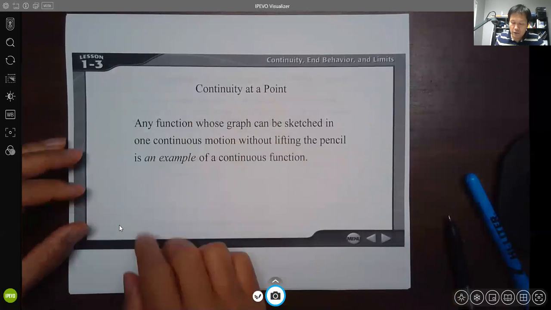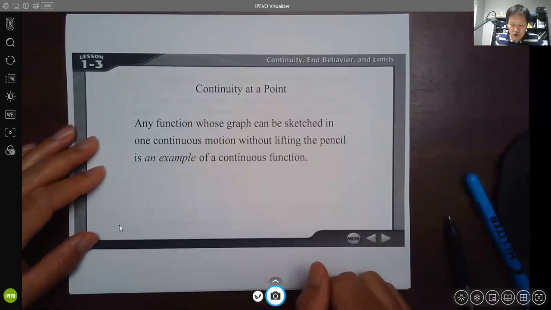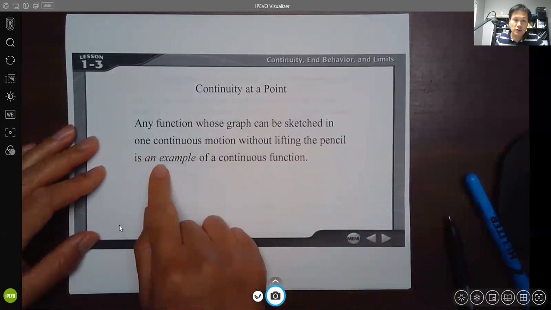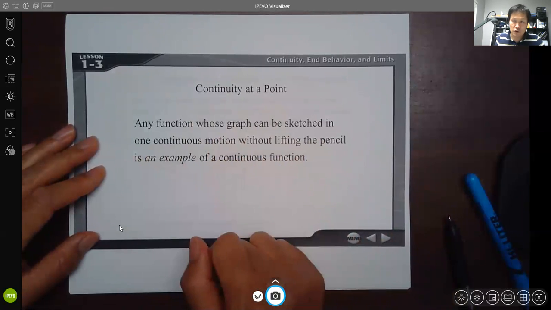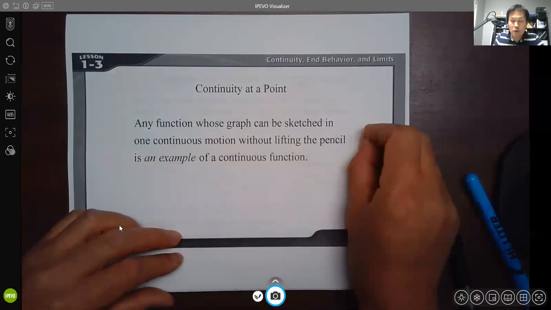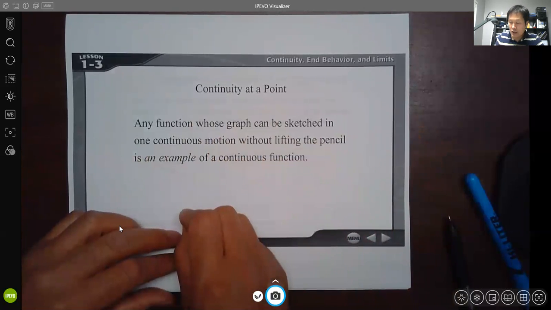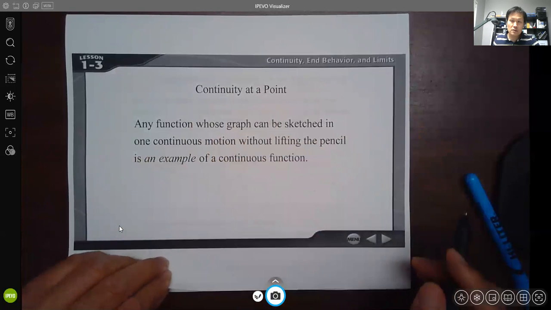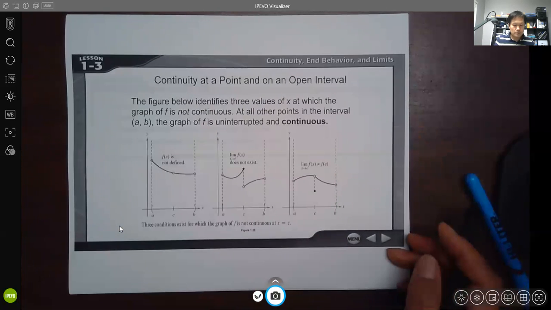Continuity at a point. Any function whose graph can be sketched in one continuous motion without lifting a pencil is an example of a continuous function. So if you can trace a whole graph without taking your pencil off the paper, that means it is continuous.